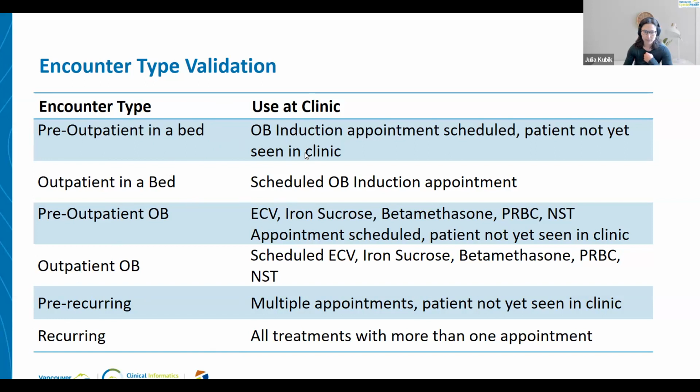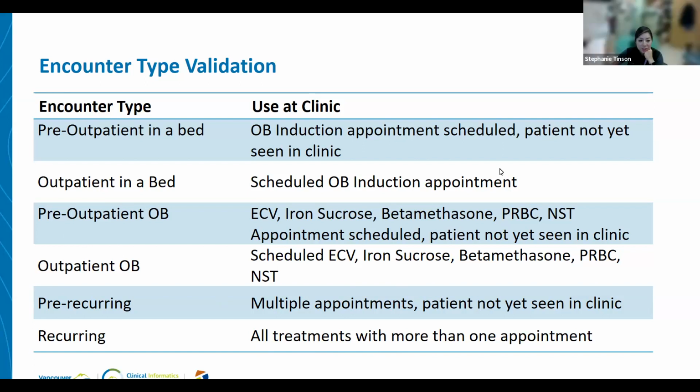So the pre-outpatient in bed, this one's for an OB induction that is not yet seen yet, but scheduled, and then that becomes an outpatient in the bed once that person arrives and registration activates the encounter, versus pre-outpatient OB, that is for ECVs, iron, beta-methasone, your blood, your NSTs, and those are appointments that are scheduled but not yet seen yet, and then those will get activated into an outpatient OB once they check in with central registration. And then you have your recurring ones for all treatments with 1 or more appointments. Any questions here about encounters?